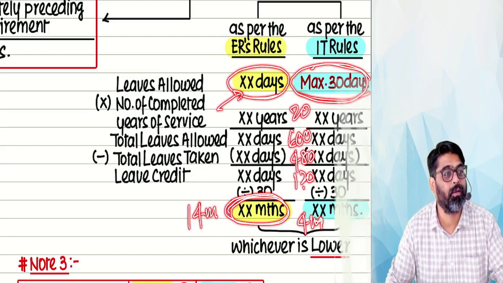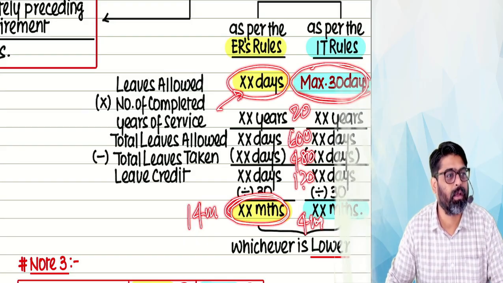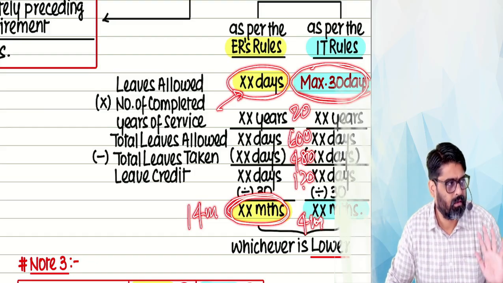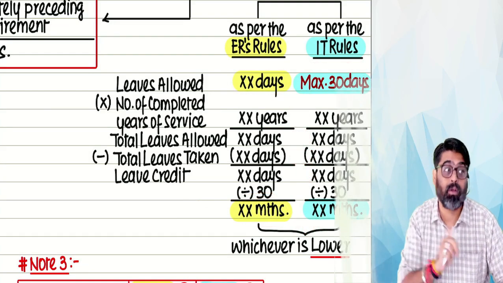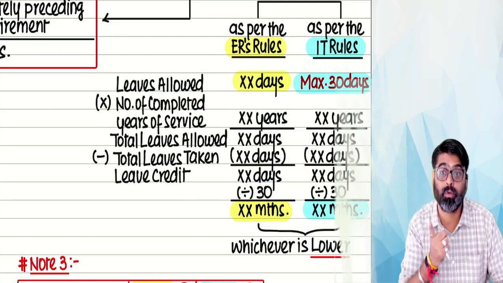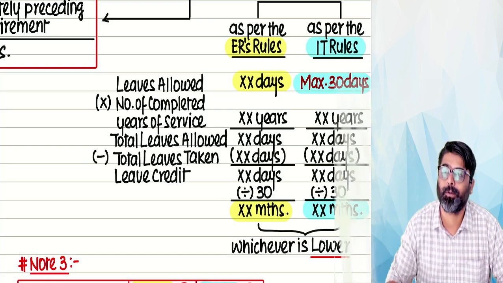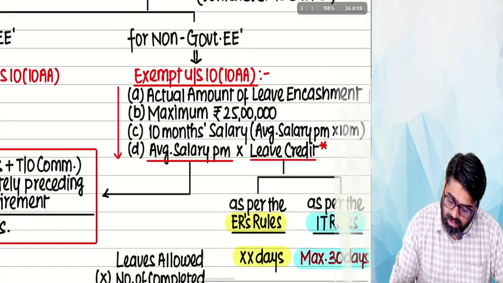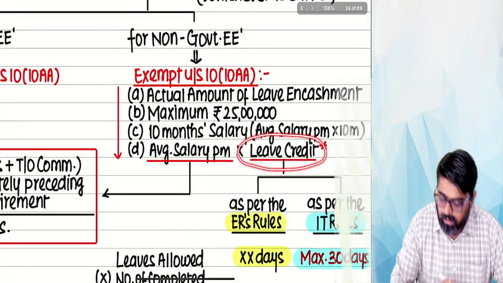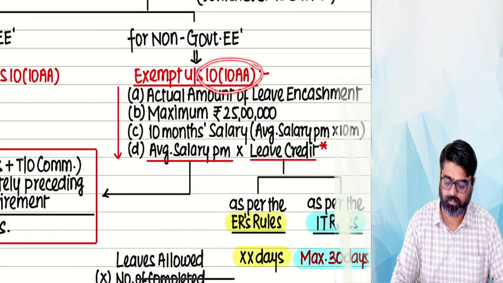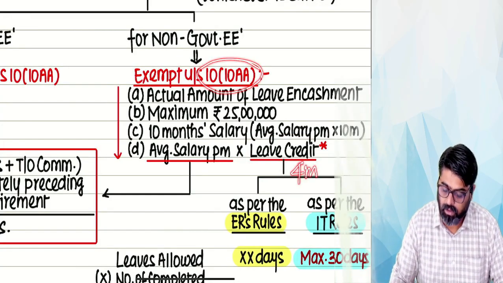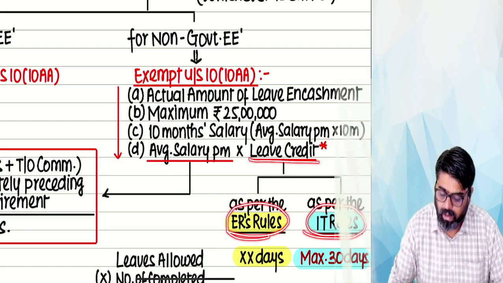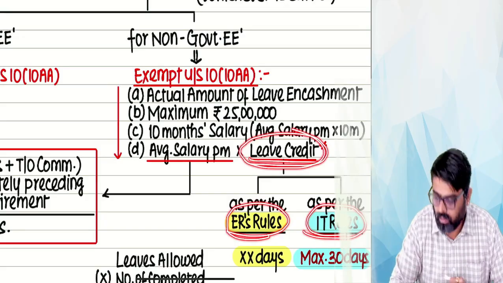How come you are getting 14 months leave encashment? Even if you are getting 14 months leave encashment, take it. But for the purpose of exemption, we are not going to use 14 months. We are going to use 14 or 4, whichever is lower. Understanding? So, how many months of leave credit will you take here for the purpose of exemption? You will take 4 months. The leave credit as per the employer's rules or as per IT rules, whichever is lower, has to be taken here.